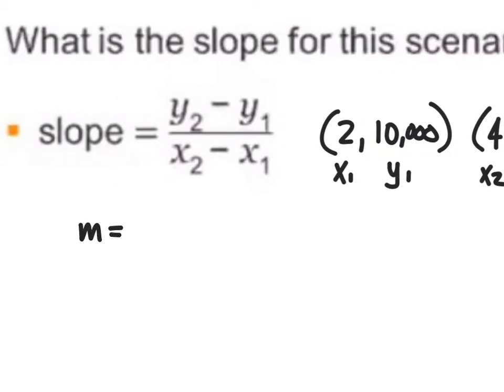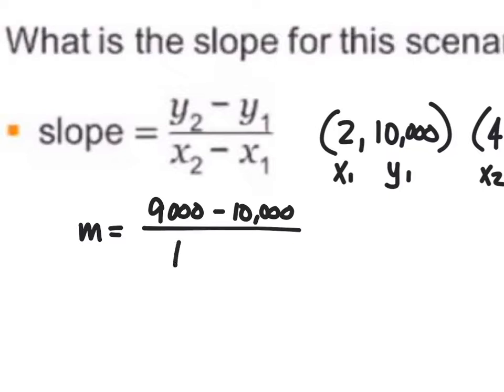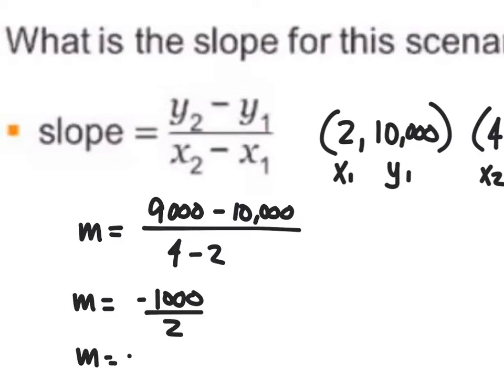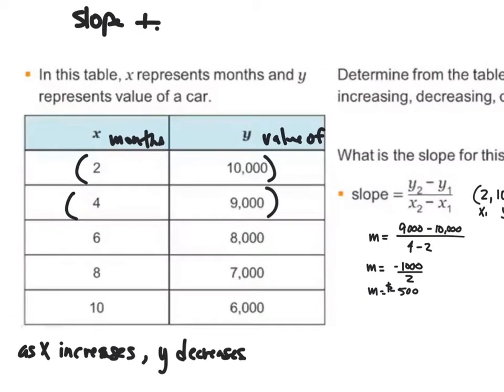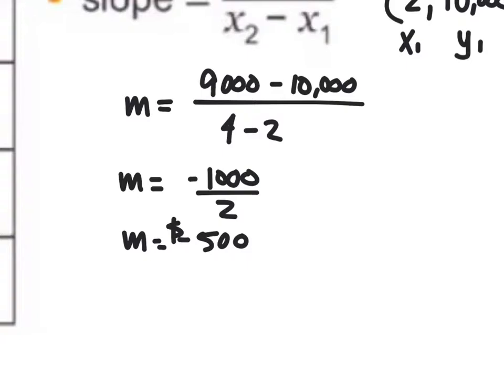So m is equal to 9,000 minus 10,000 over 4 minus 2. My slope m is going to give me negative 1,000 over 2, which gives me negative 500. Remember that this is the value of the car per month. Dang, you're losing $500 a month by having a car? It's pretty ridiculous, actually. But that's the idea. So your slope is negative 500.